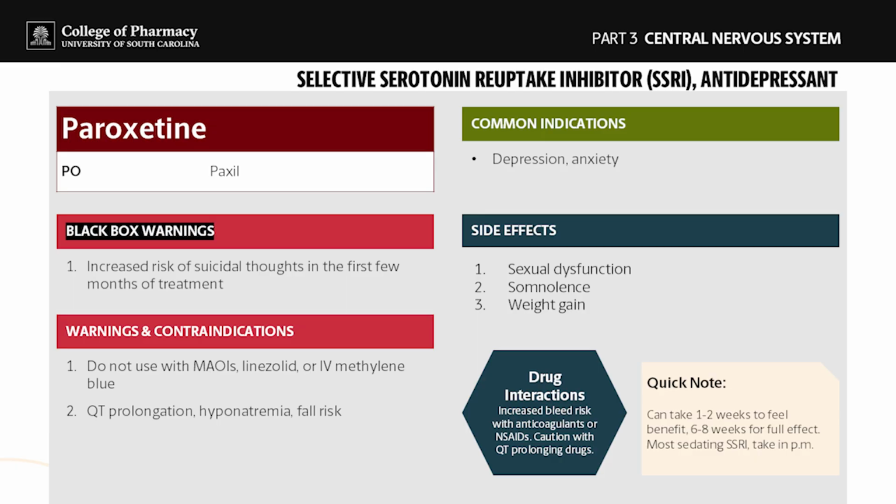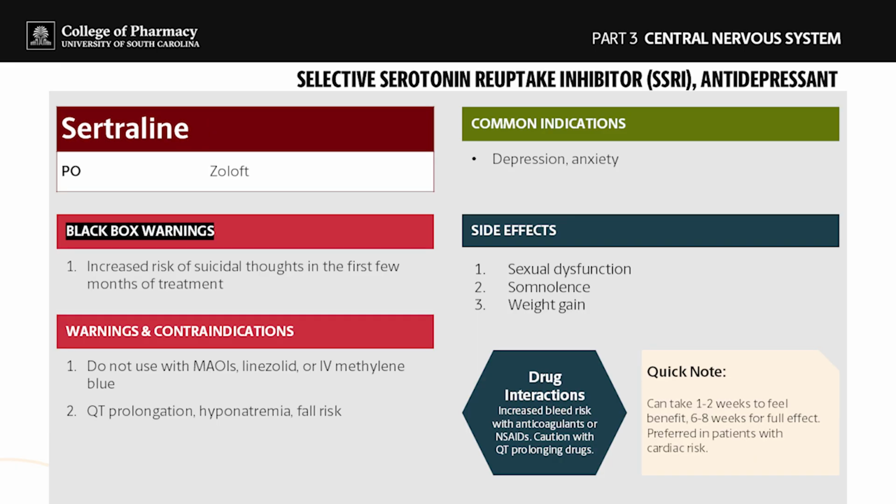Just fun fact. Selective serotonin reuptake inhibitor, SSRI, antidepressant. Sertraline. Brand name is Zoloft. It is used for depression, anxiety. It has the same side effects as the other SSRIs: sexual dysfunction, somnolence, and weight gain. It also takes a couple of weeks to get the benefit, and it has the same black box warnings.